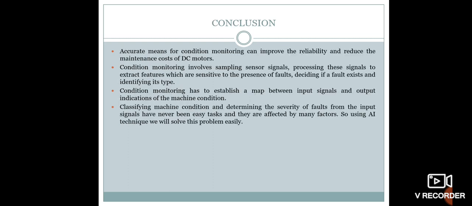Now coming to the next slide, conclusion. The first point is that accurate means for condition monitoring can improve the reliability and reduce the maintenance cost of the DC motor. The second point is that condition monitoring involves sampling sensor signals, processing these signals to extract features which are sensitive to the presence of a fault, deciding if a fault exists and identifying its type. The third point is condition monitoring has to establish a map between input signals and output indications of the machine condition.